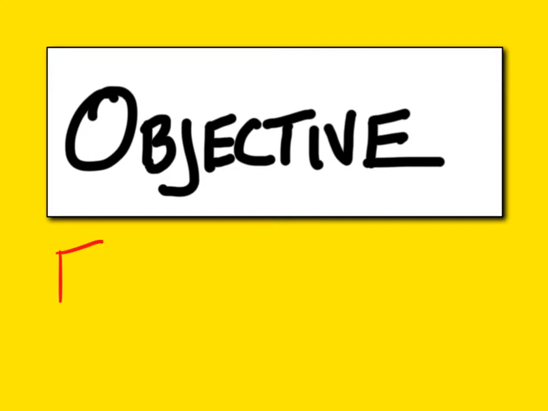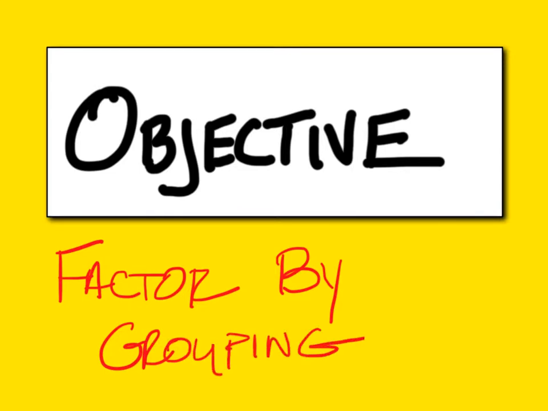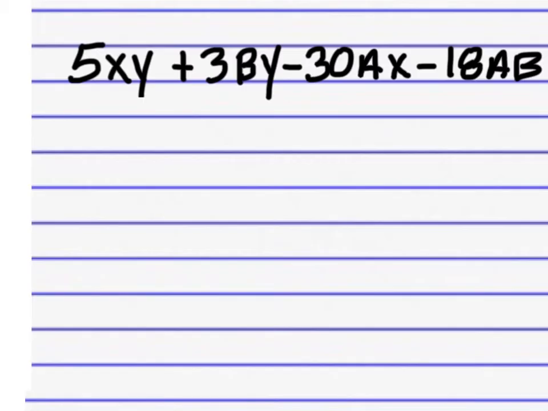The objective is to factor by grouping. Here's the first example: 5xy plus 3by minus 30ax minus 18ab.